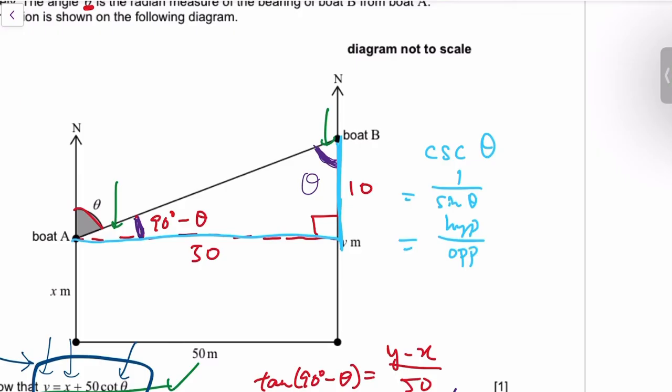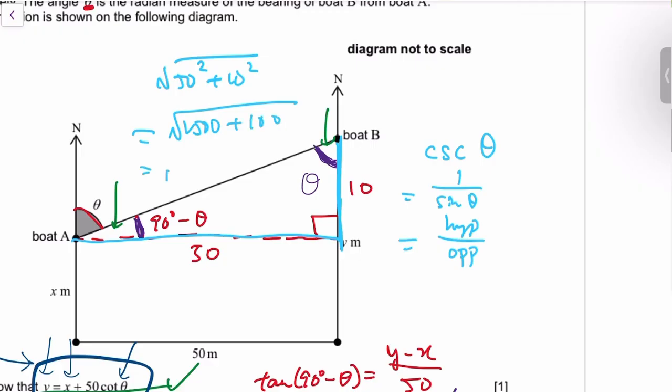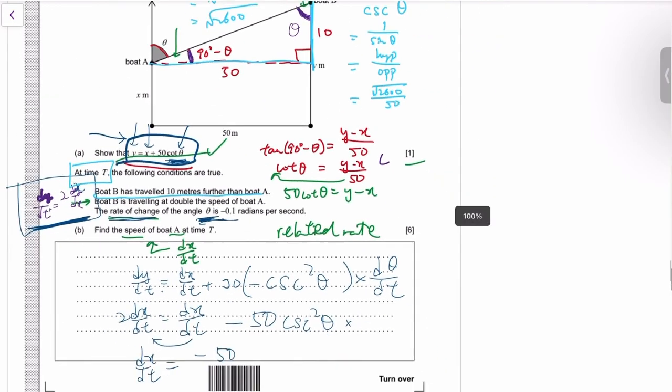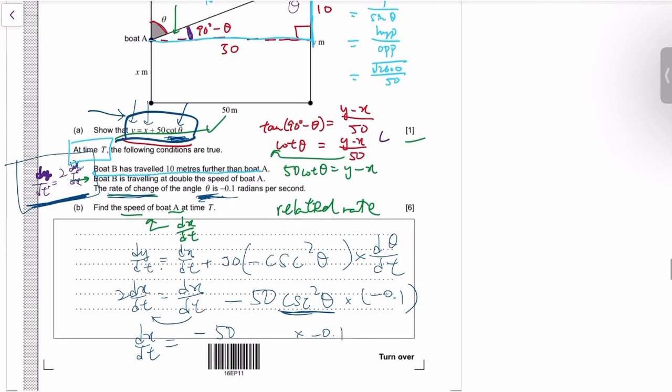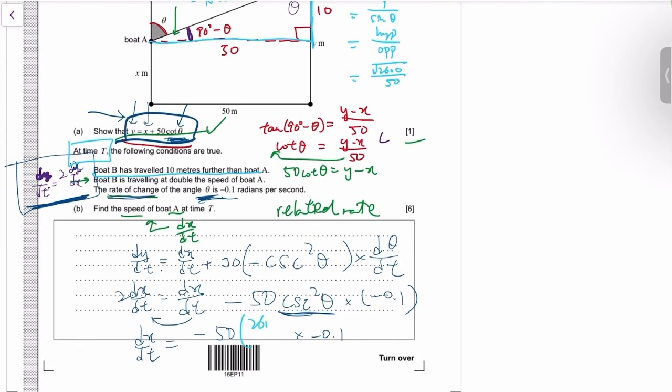So we have to do Pythagoras, right? Root of that plus 10 squared. That's 2,500 plus 100, root 260. So that's root 260 over 50. Right? So we put that in and square that. So it's 260 over 50 squared.